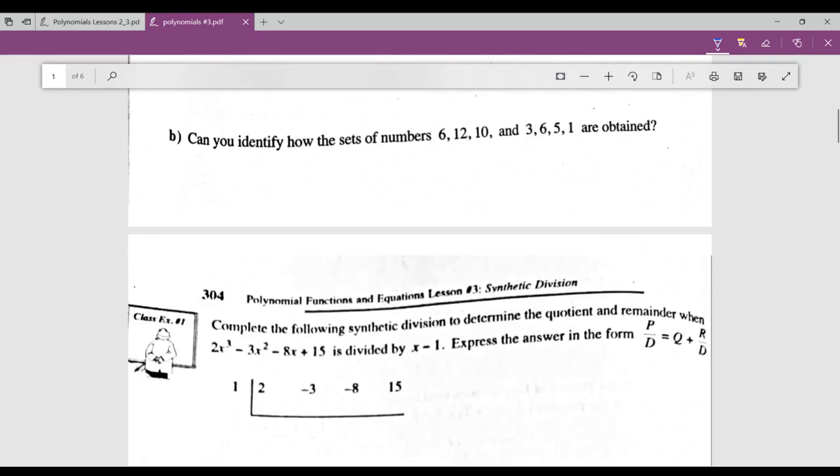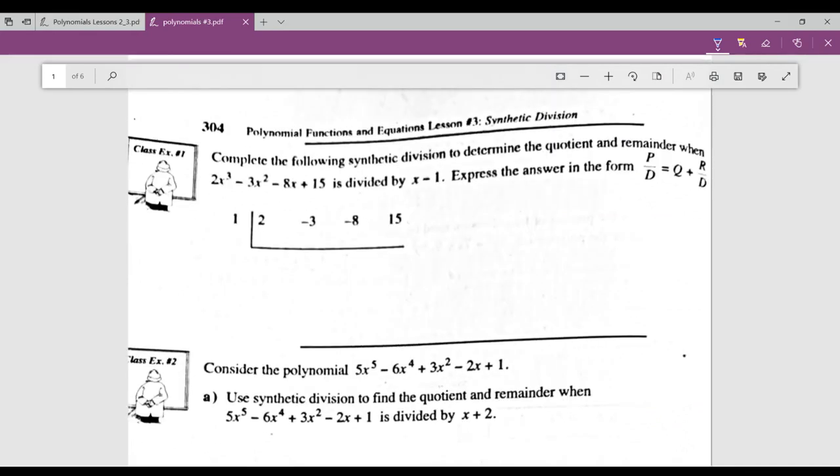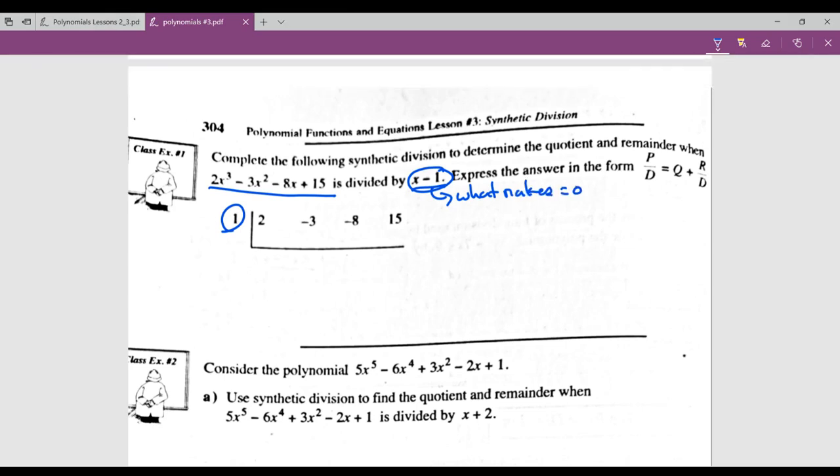Okay, we're going to skip to the next page. All right, so we're dividing 2x cubed minus 3x squared minus 8x plus 15 by x minus 1. Here it is set up. This is our divisor, so the number goes on the outside. Basically, this number here is what makes this term equal 0. And in this case, you can see it is 1. Okay, so we put the 1 on the outside.